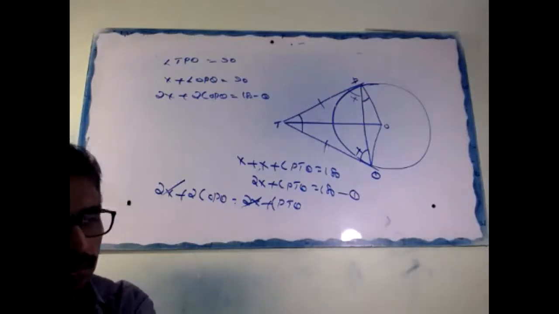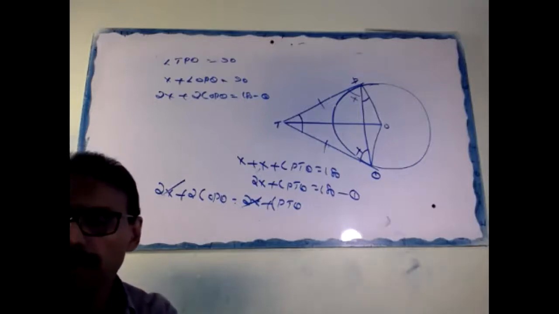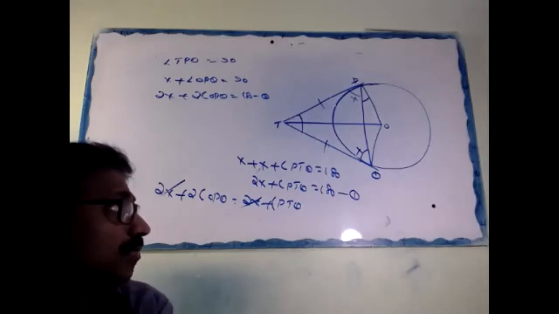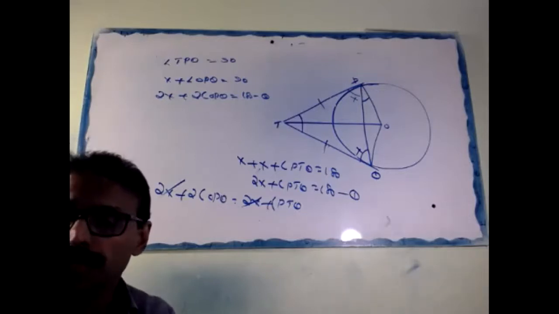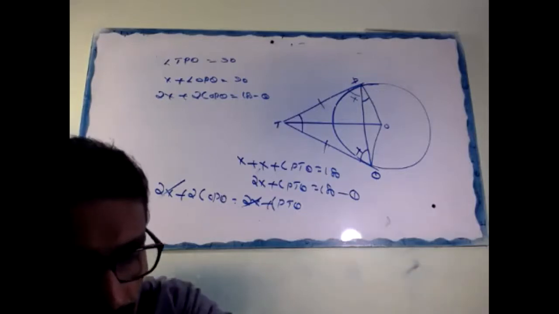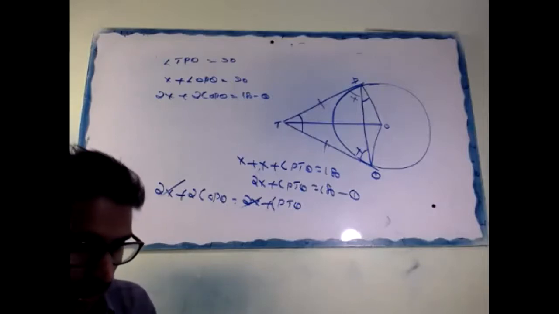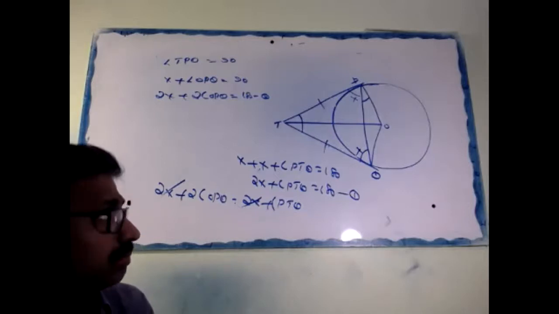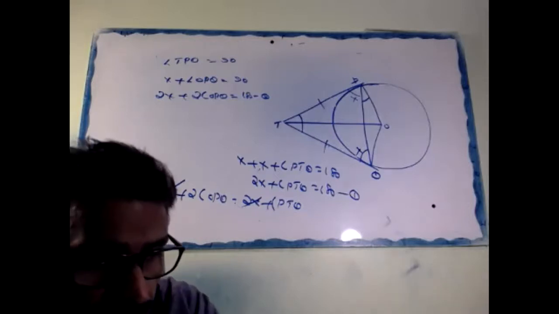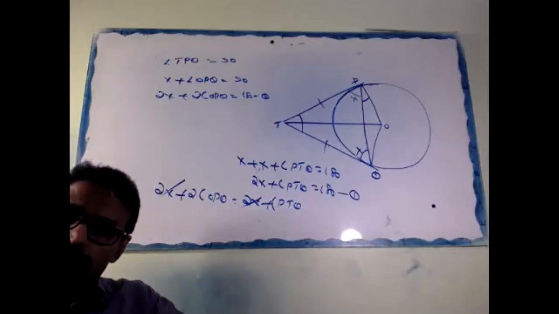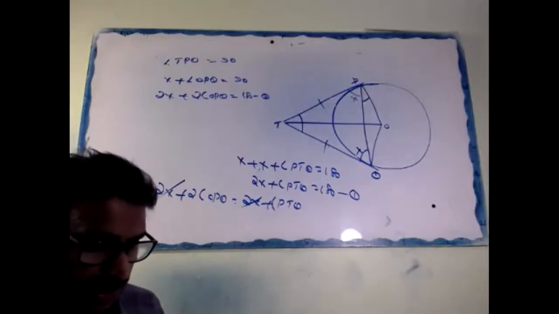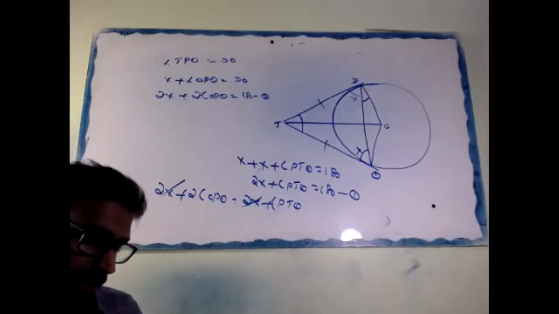Okay, ready now? Proof. Given and all, you have to write it. In triangle TPQ, TP equals TQ, tangents from an external point are equal.